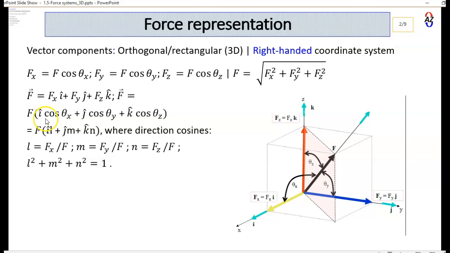Now, if you assign the letter L to cos theta x, the letter M to cos theta y, and the letter N to cos theta z, then we get the following here. These L, M, N are called direction cosines. So L is the direction cosine in the x, M is the direction cosine in the y, and N is the direction cosine in the z. It can be shown that cos squared theta x plus cos squared theta y plus cos squared theta z is equal to 1.